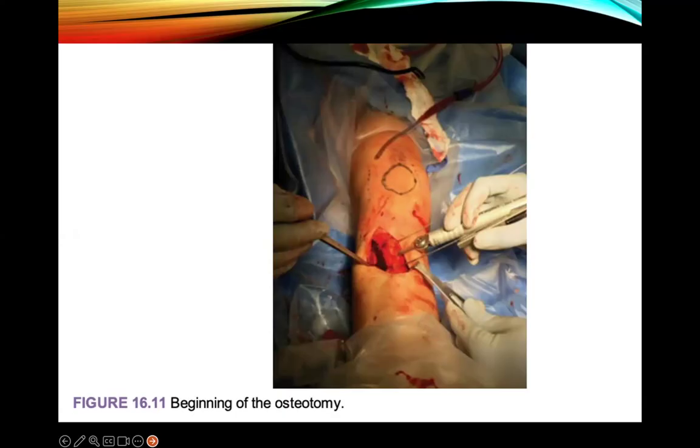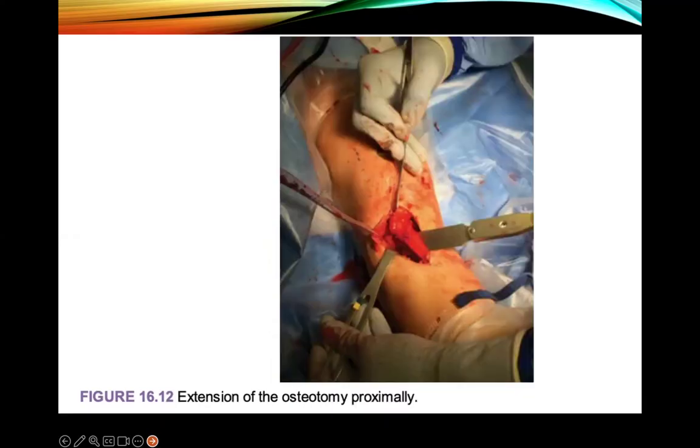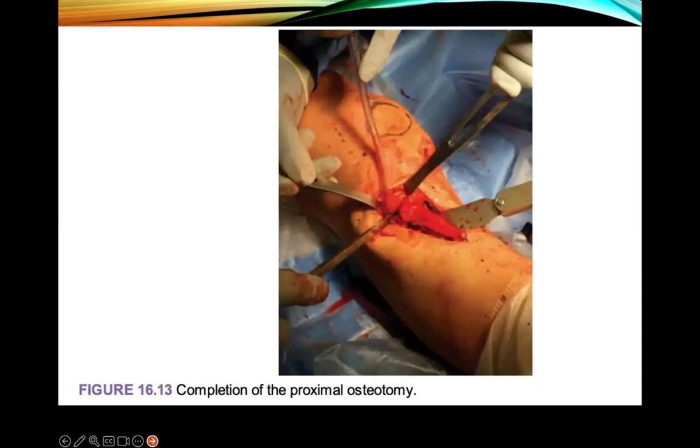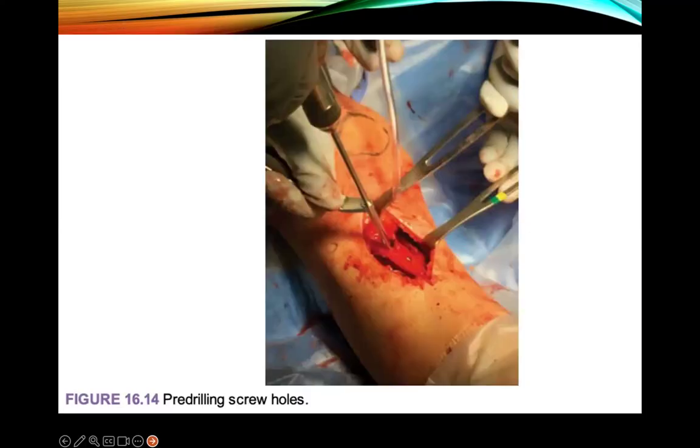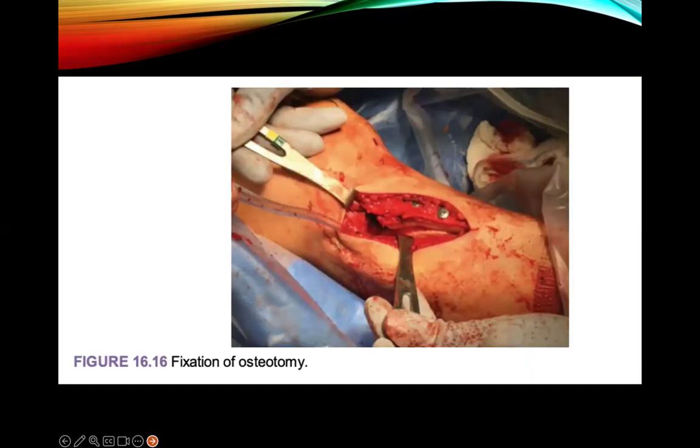You have to avoid going posterior because of the neurovascular bundles, and you have to be very wary of the patellar tendon as well, which is in front. You begin distally and go proximally, and complete the osteotomy proximally. Then you pre-drill two screw holes for 4.5 mm titanium or whatever screws. Then you remove the distal bone and fix the osteotomy.